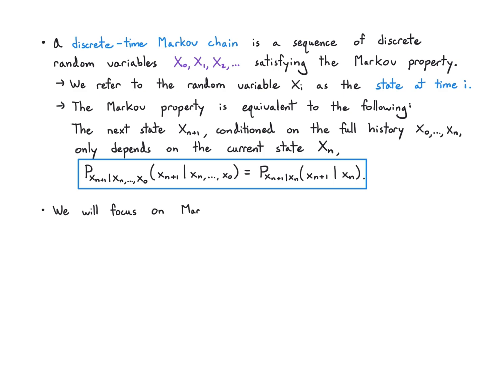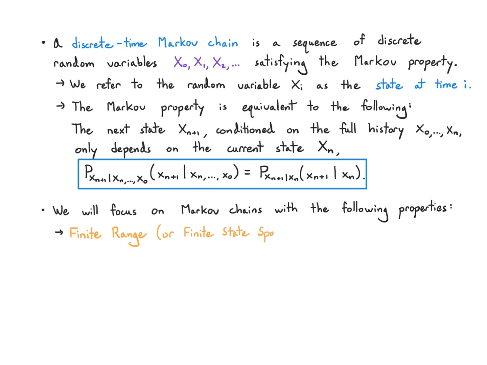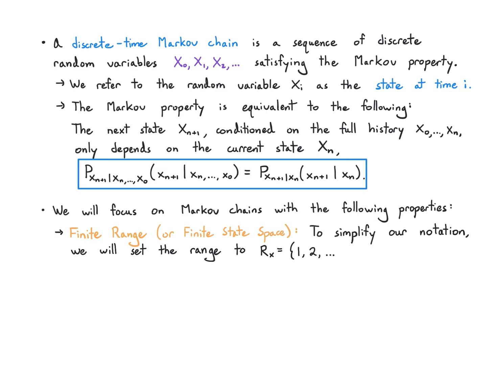And we're going to focus only on Markov chains with the following properties. So we're going to insist that they have finite range, or you could call it a finite state space. And to simplify our notation for these videos, we're going to say that the range is always equal to the following integers. It's going to be 1, 2, up to k. So if you had 2 nodes, we'll always label them 1, 2. If you had 3, 1, 2, 3. If you had 10, 1, 2, 3, up to 10.